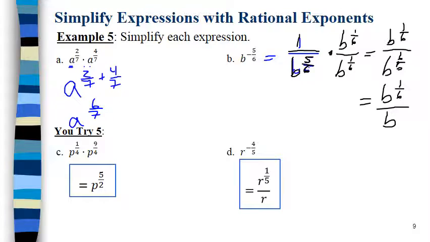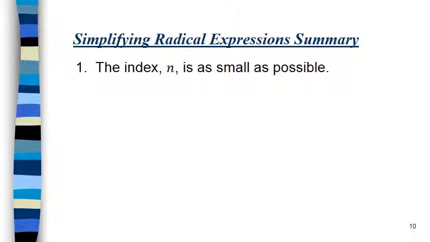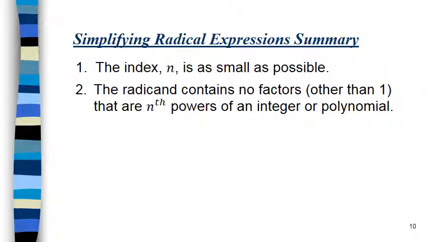Okay, welcome back. Here are your answers. Go ahead and review those. Okay, so in general, we say that a radical expression is simplified as long as the index n is as small as possible. And so that converts to exponential functions to say that the fraction is reduced. The radicand contains no factors other than 1 that are to the nth power of an integer or polynomial. Again, that involves reducing the fraction in the exponent.